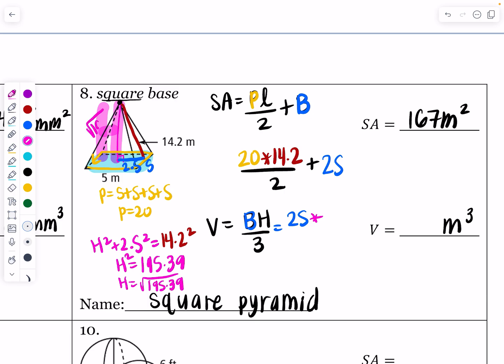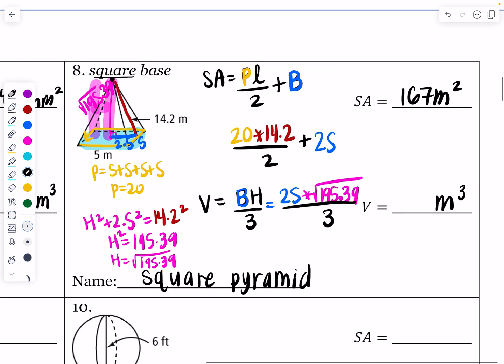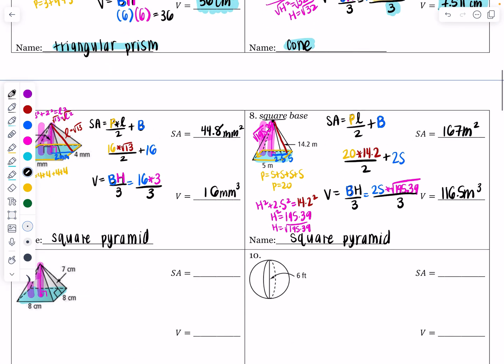Again, I have my students not round immediately. We just round at the very, very end. So that's going to be times 195.39. Your calculator's not afraid of that number, so we're going to let it do its thing. And we're going to divide that by 3. So I'm going to do the square root of that. Square root of 195.39. If you rounded it, it's about 13.9, but round up to about 14. And then times 25, and then divided by 3. So for me, that is going to give me a volume of about 116.5. If you rounded your height, it would be 116.7. But we don't round until the very, very, very end.